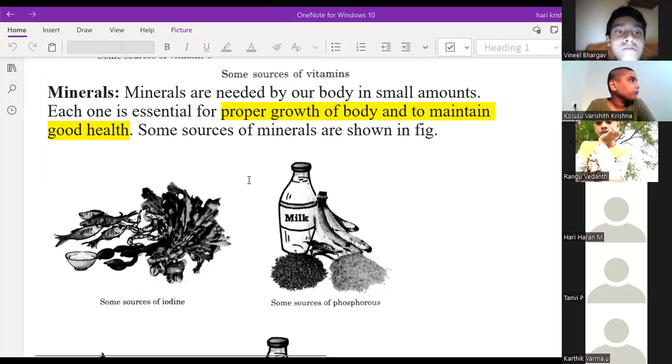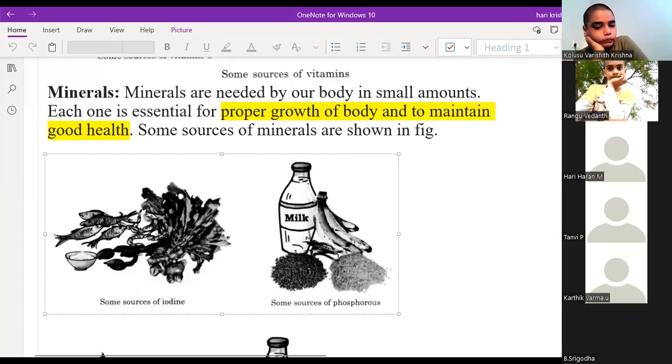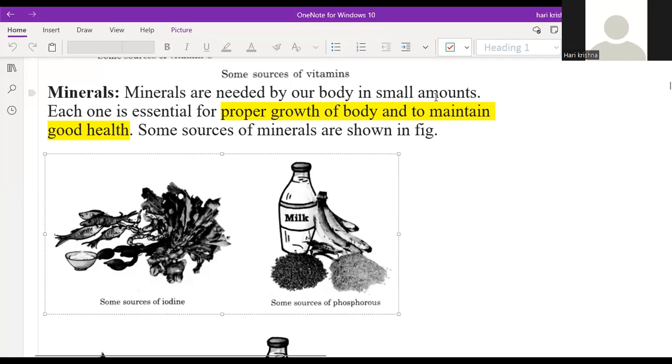Okay. So today we'll start with the minerals topic. Minerals are protective foods which will fight against microorganisms such as bacteria, virus, fungus, or any other microbes. But these are not required in large quantity in our body. Generally, minerals are required only in small quantity for the proper growth of the body and to maintain good health by avoiding disease.